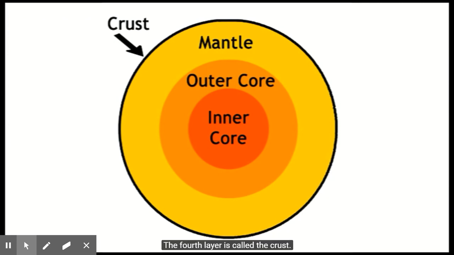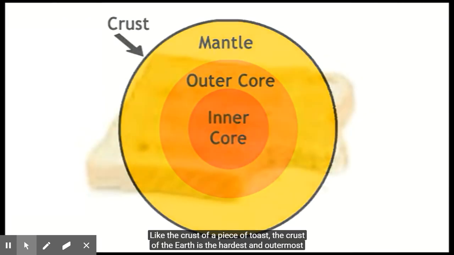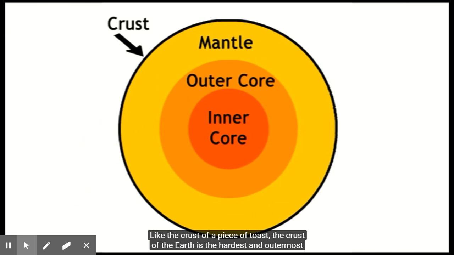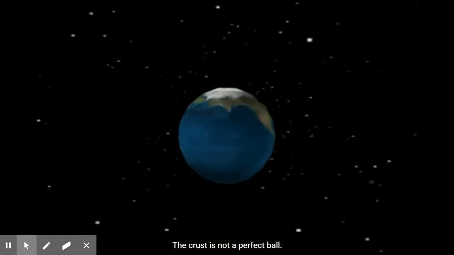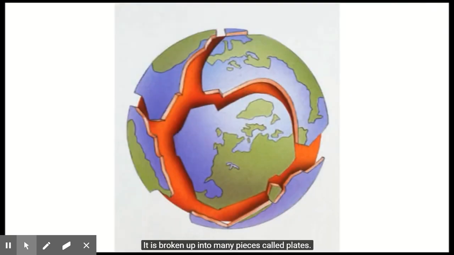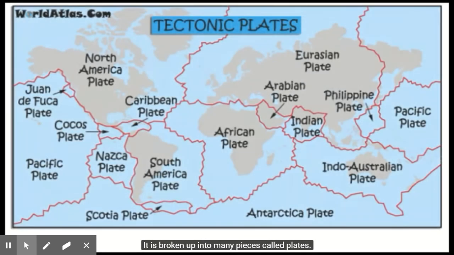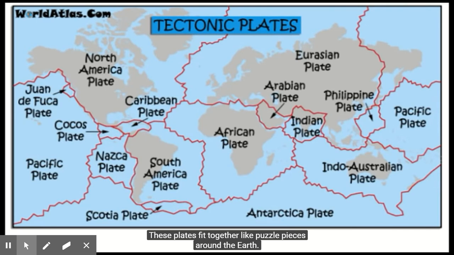The 4th layer is called the crust. Like the crust of a piece of toast, the crust of the Earth is the hardest and outermost layer of the Earth. We live on the crust. The crust is not a perfect ball. It is broken up into many pieces called plates. These plates fit together like puzzle pieces around the Earth. Now, if you look at the map, you can see where the plate boundaries are. These plates are called tectonic plates, and these tectonic plates can move.